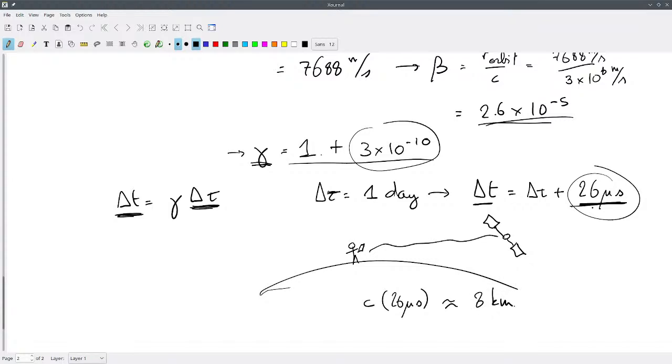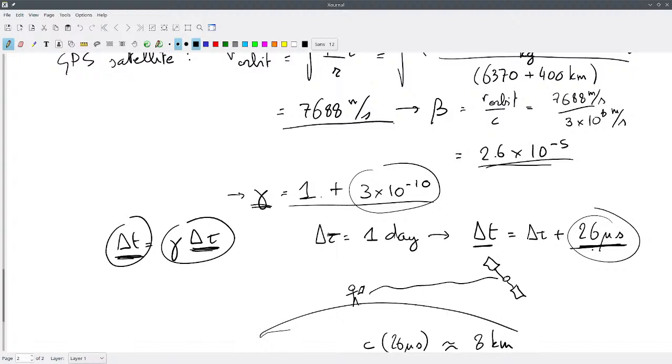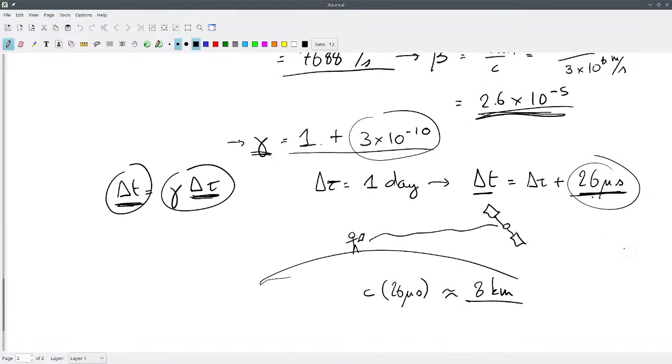So after 1 day, if you don't take into account special relativity and time dilation, the fact that the time as measured on Earth is greater than the time as measured on the satellite, you would be wrong in the position determination from a GPS satellite by about 8 kilometers. So clearly this is a relevant effect if we are looking at things that move fast, even though this is still a lot smaller than the speed of light, and if we look at things that need to be very precise, for example, GPS position determination. So without special relativity, your GPS after 1 day would be wrong by 8 kilometers. This is kind of the summary of this.